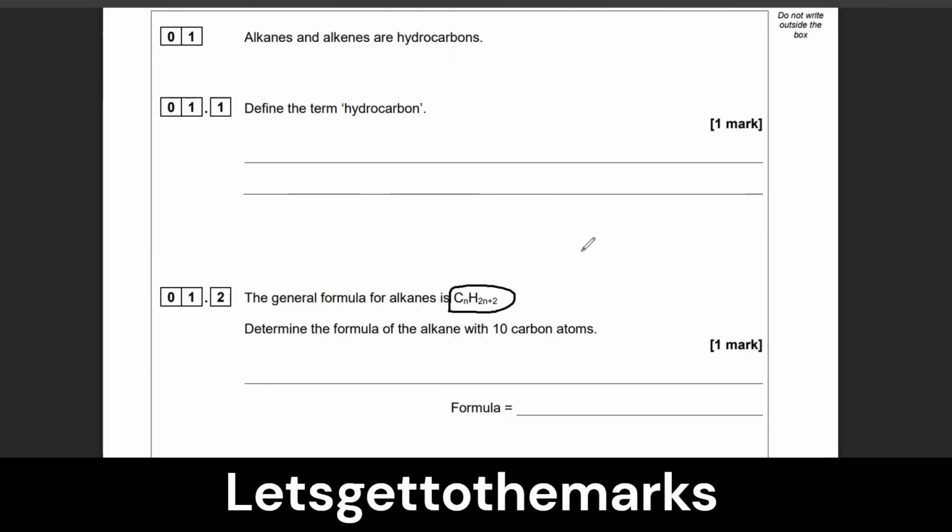So if n is 10, so C10, what would H be? Well, you're going to go 2 times 10 plus 2. So you can see that H is going to be 2 times 10 is 20, plus 2, 22. And that is going to get you a mark. All right, let's move down.